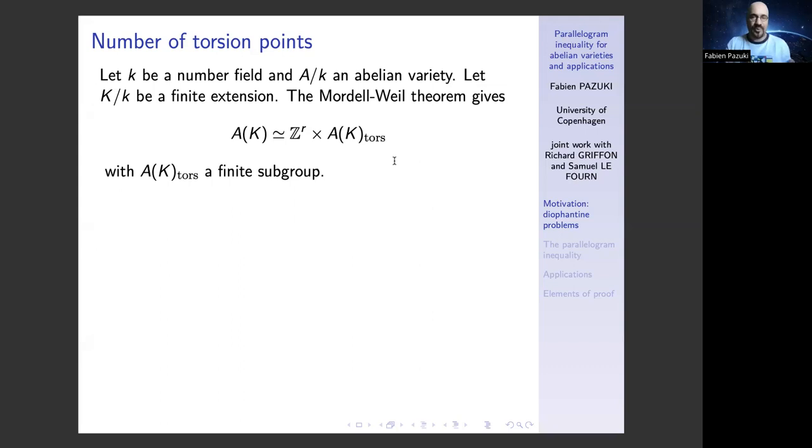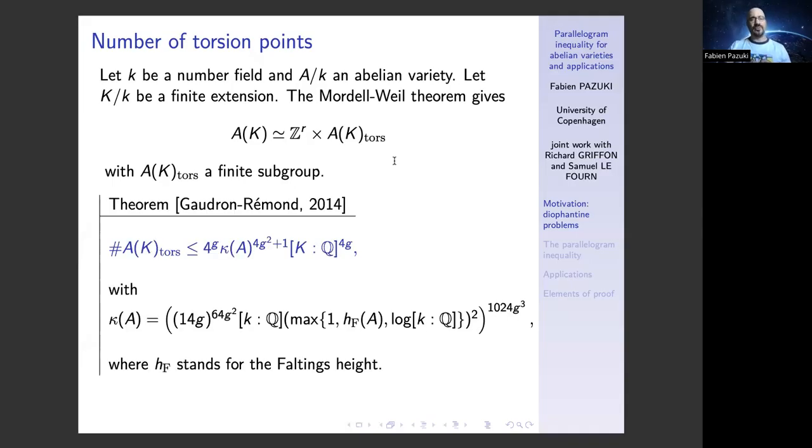But what do we know? What can we do? In fact, we can do something unconditional, and this is what we can do. This is a theorem that I extract from Rémond, 2014. And there you go. A is an abelian variety of dimension g. So g is the dimension of A. And this subgroup is finite.